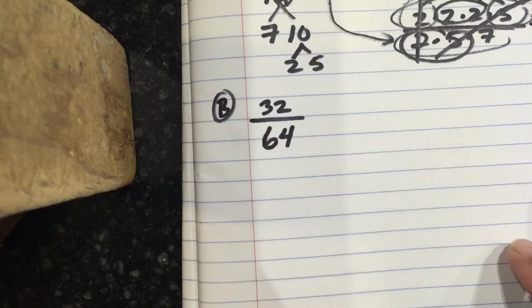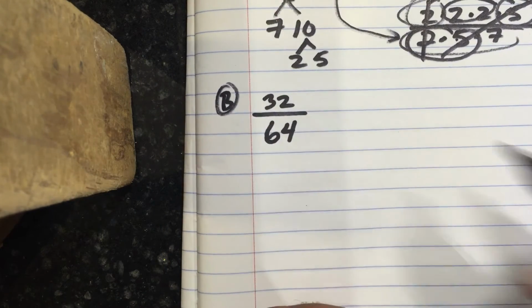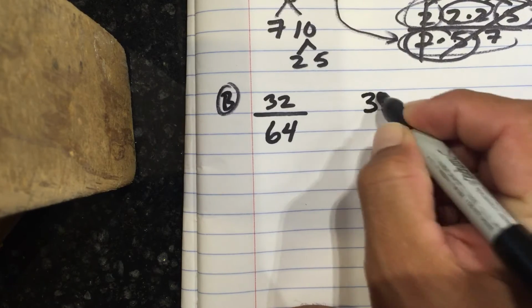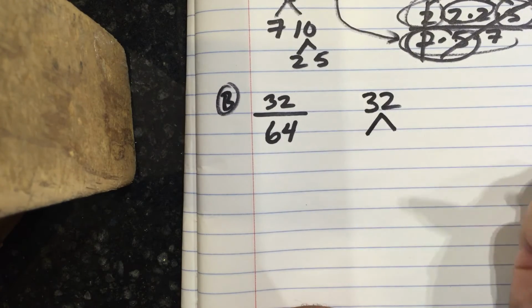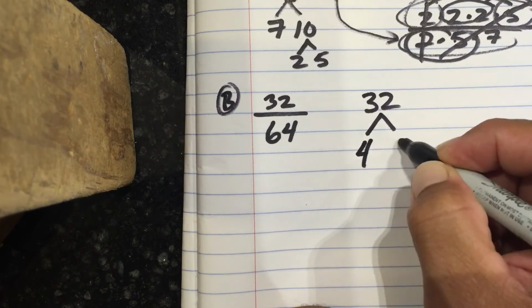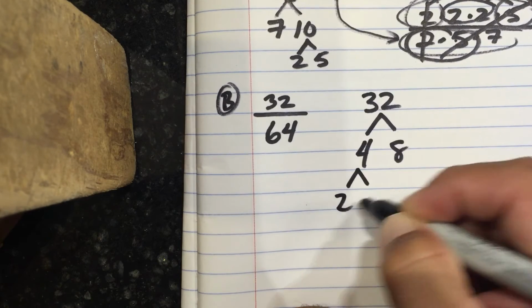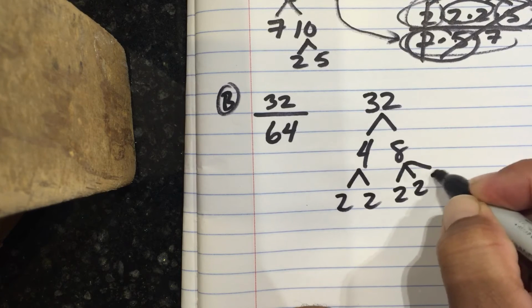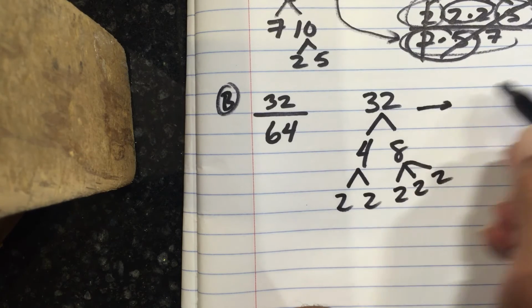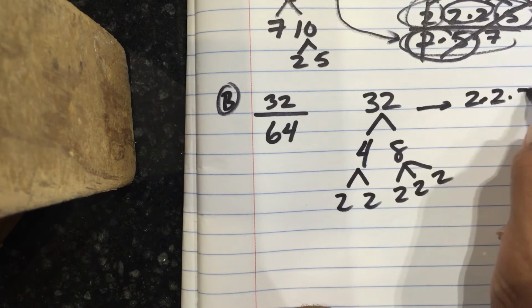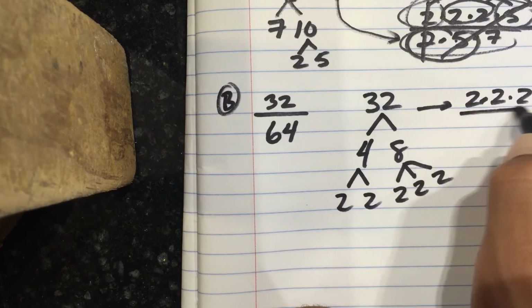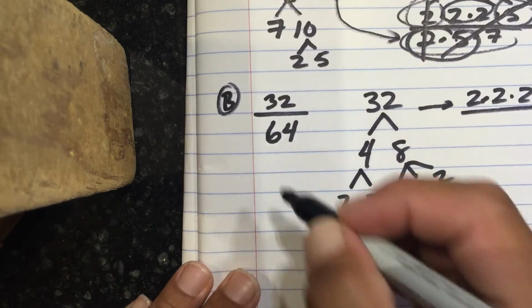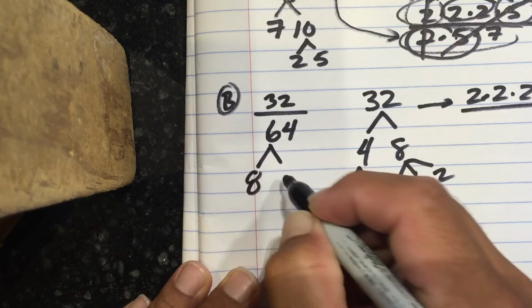Here's one more example, and then I think that's going to be it for this video. 32 can be broken up into, I like 4 and 8. Which is 2 times 2, and 8. You might want to know this one is 2 times 2 times 2. So 32 breaks down into 5 2s.